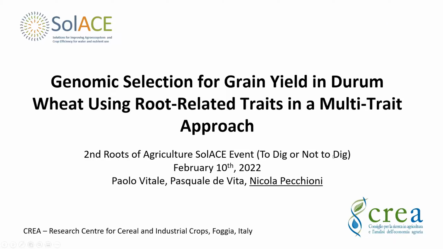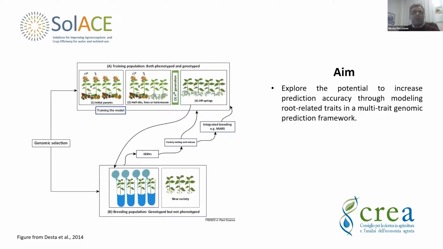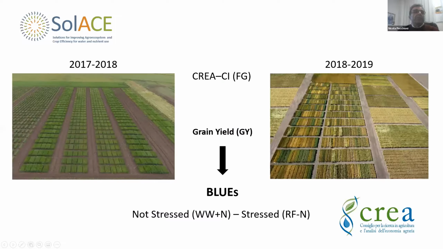Yes. What I'm presenting is the first results of Paolo Vitale, our PhD student that is trying to insert the root traits in a multi-trait genomic selection approach to support genomic prediction for grain yield in durum wheat. So this is the aim. The aim was to explore the potential to increase prediction accuracy through modeling of root-related traits in a multi-trait genomic prediction framework. And for this, we used the SolACE data.